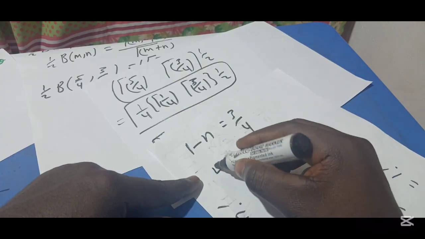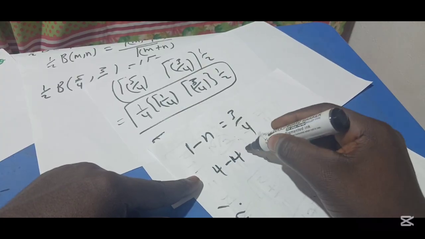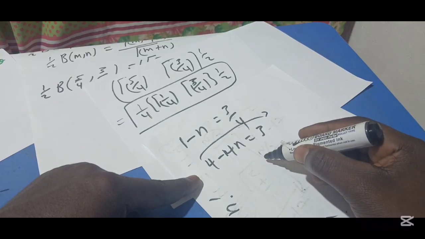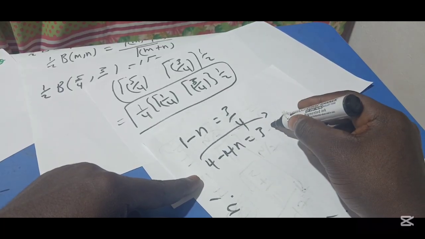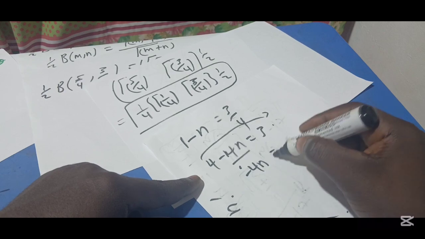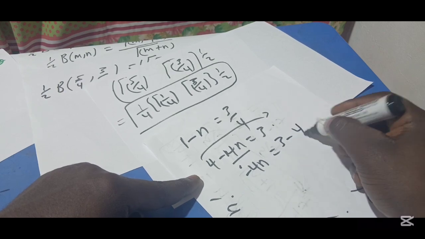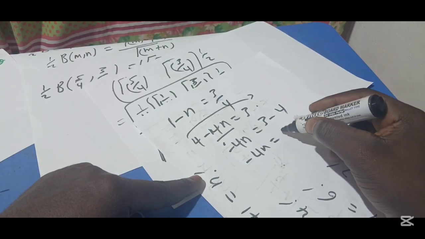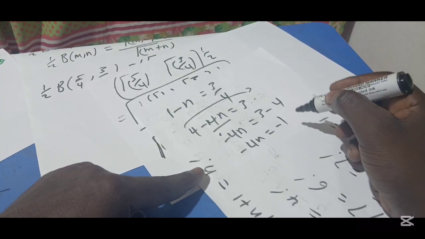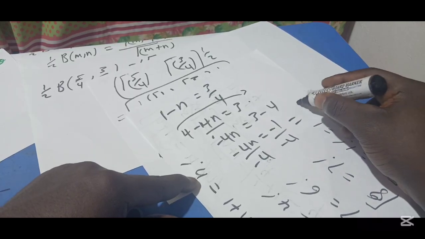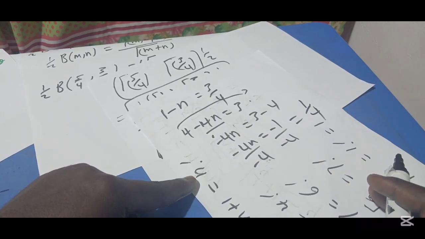Multiplying through by 4, we get 4 minus 4n equals 3. Moving the 4 across, we get negative 4, so minus 4n should be equal to 3 minus 4, and 3 minus 4 is minus 1. Dividing through by minus 4, this gives me 1 on 4. So my n is 1 on 4.